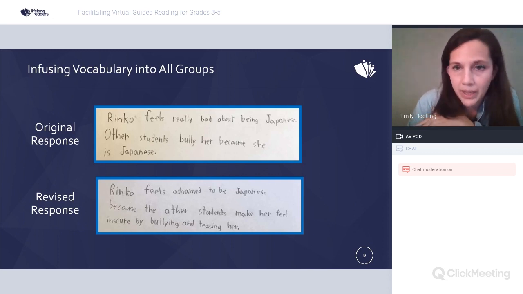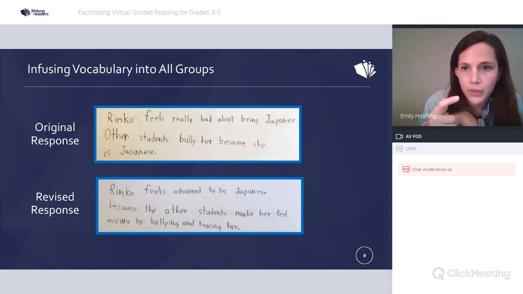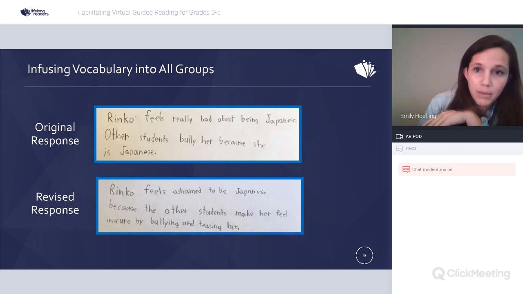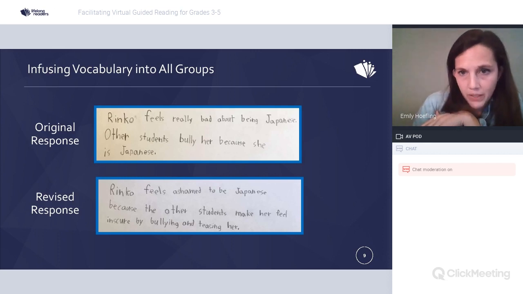And I know you can see it, but the difference in the level of the response is enormous. And the child had the same understanding the first time as he did the second time. He just didn't have the vocabulary to express it.